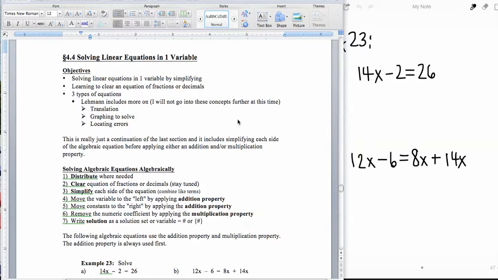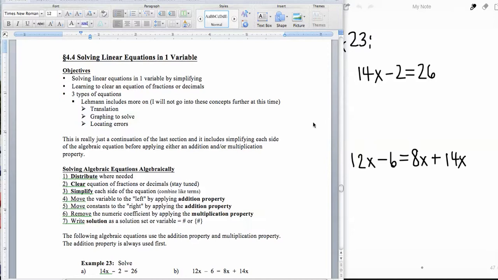Lehman will also go into a few more topics that I'm not going to cover further at this time: translation, graphing to solve, and locating errors. We've already covered translation, we've already covered graphing to solve, and locating errors is just a matter of places that you need to look in order to make sure that you haven't made any errors. You should go over that in Lehman's text.